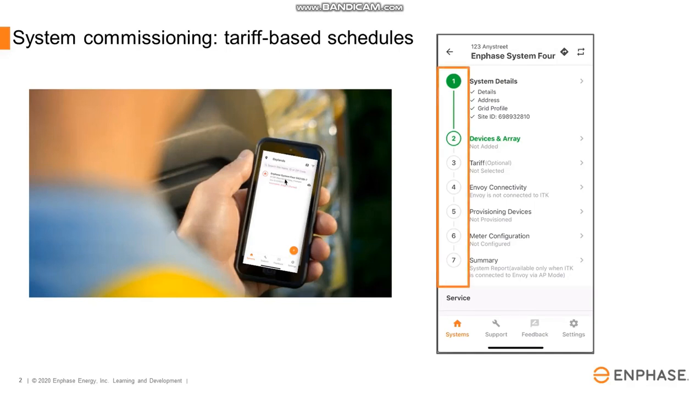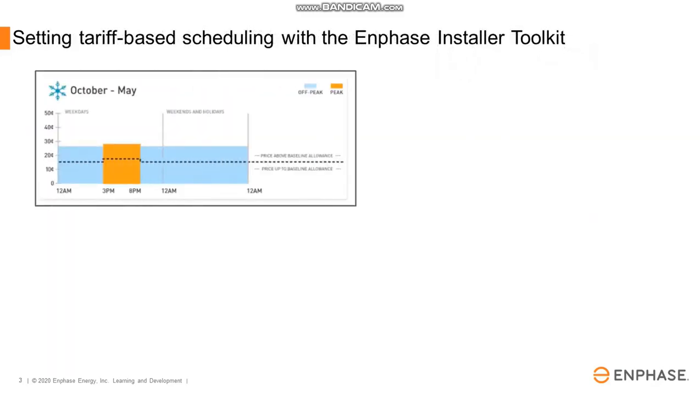ITK steps installers through a 7-step process, from accessing system details in Step 1 all the way to generating a system summary report in Step 7. Completing all steps ensures that the system is fully tested and commissioned. Step 3 in commissioning provides the ability to set time of use settings for customers.